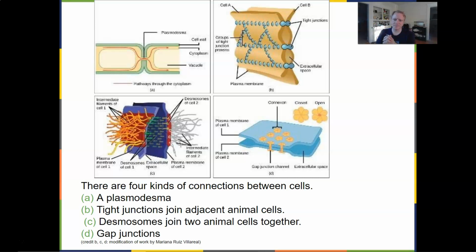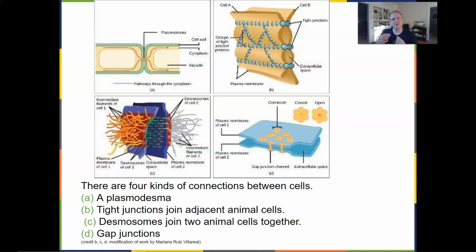to be stuck together. We also have things called gap junctions, okay, and they're kind of like plasmodesmata, but they're different. If you study neuroscience, you will learn a lot about gap junctions.